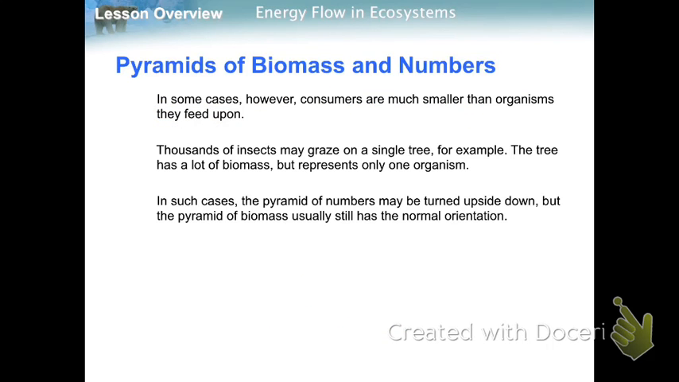In some cases, consumers are much smaller than organisms they feed upon. Like if you look at a single tree as being an ecosystem, the tree has a lot of biomass, but it only represents one organism. So the pyramid of numbers in this case would be upside down, but the biomass would have the normal orientation.